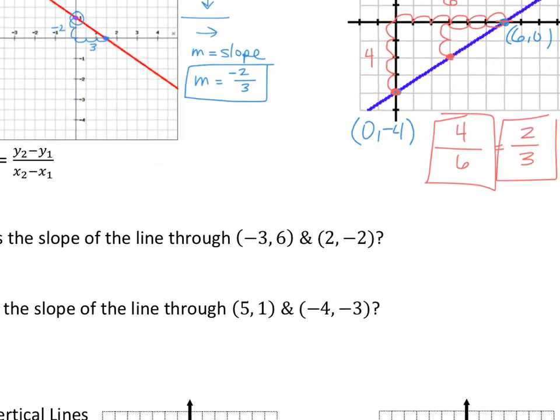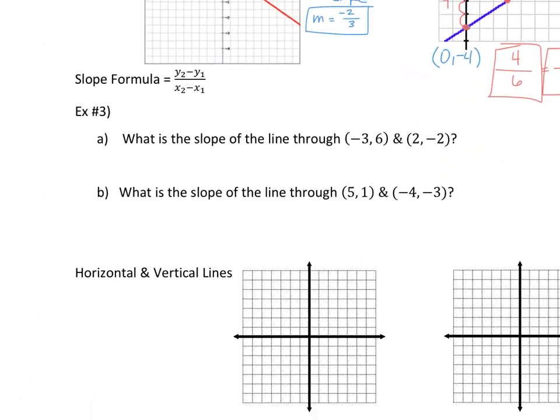Okay, what if you don't have the graph? So here's your slope formula, right? We did this once already, going over the homework. I won't give you a graph on these ones. y2 minus y1? There you go. You're going to plug it into this formula. Make sure you assign points.